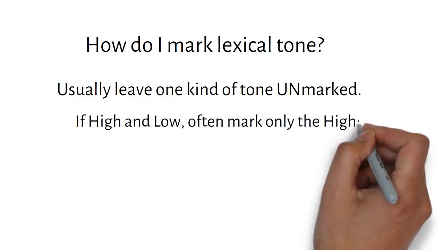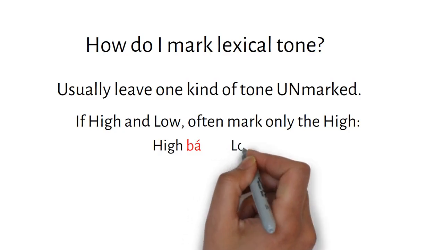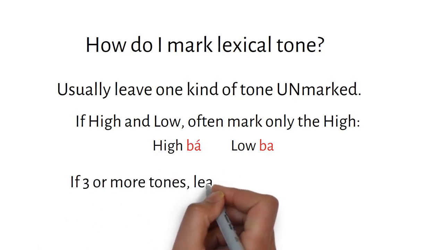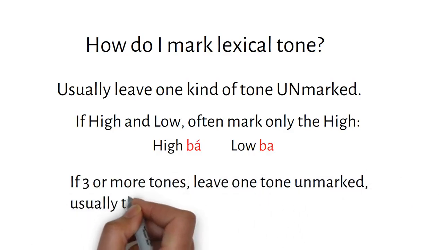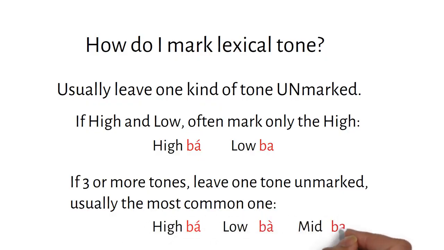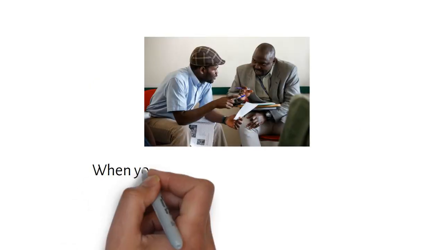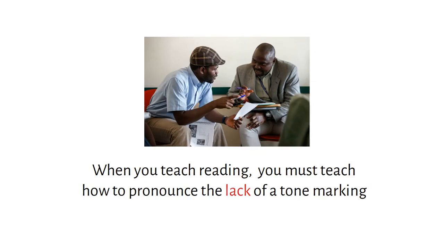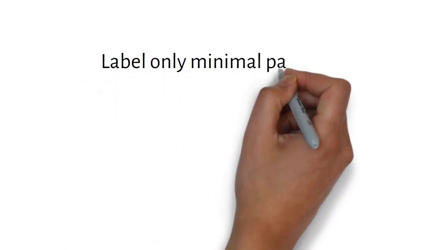For example, if you have high and low tones, you might mark only the high tone, ba, and leave the low tone, ba, unmarked. If you have 3 or more tones, you can leave one tone unmarked, usually the most common one. High, ba, low, ba, but the mid is unmarked. When you teach reading, you must teach how to pronounce the lack of a tone marking, just like you teach how to pronounce the tones that are marked.